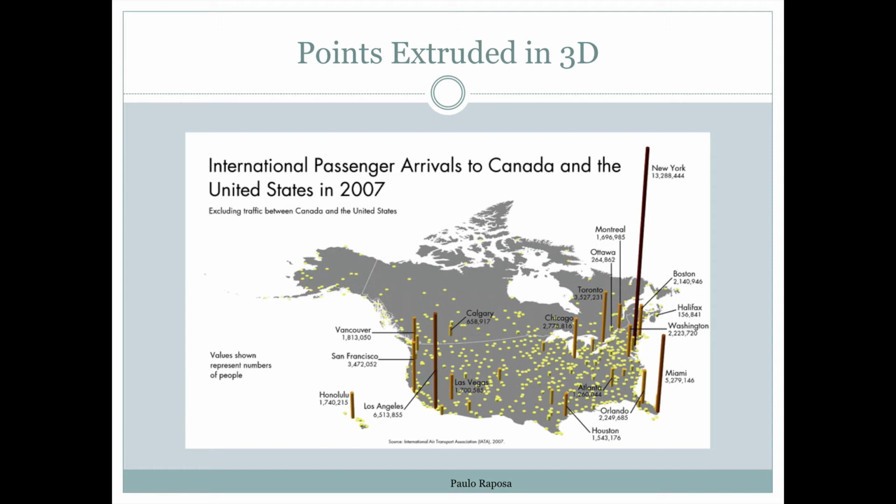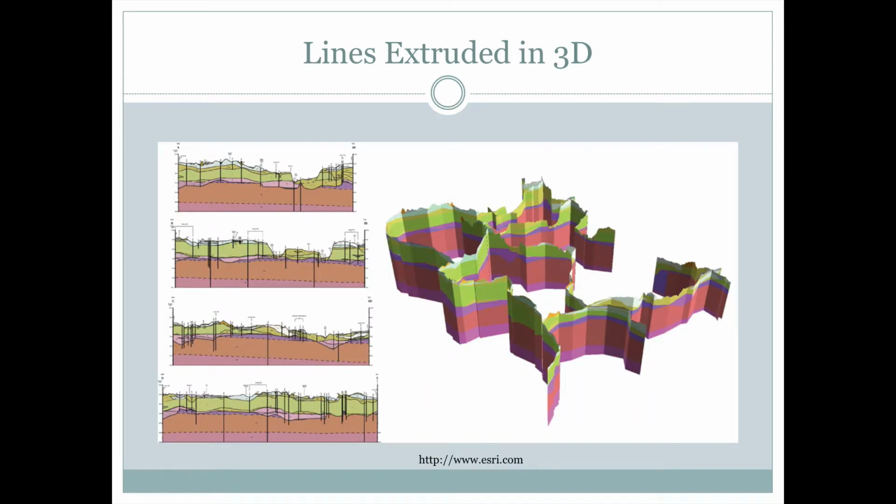When we're making a map in 3D, one useful thing is that we can extrude various features on the map into the third dimension. And by extrude, we mean stretch them up based on some sort of height. So in this example here, we're extruding points so that they kind of look like tubes. Each one of those is a point, and this is showing international passenger arrivals to Canada and the United States in 2007. Depending on how high they are, like New York is obviously the highest here, that would be how far up that point is extruded up into the third dimension.